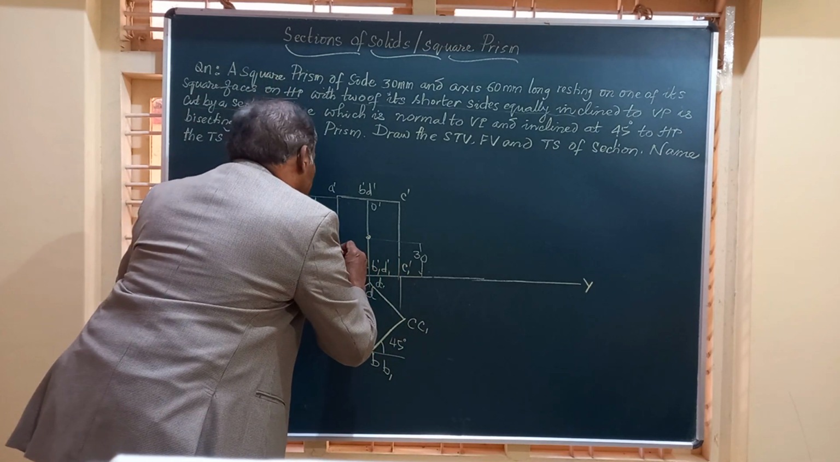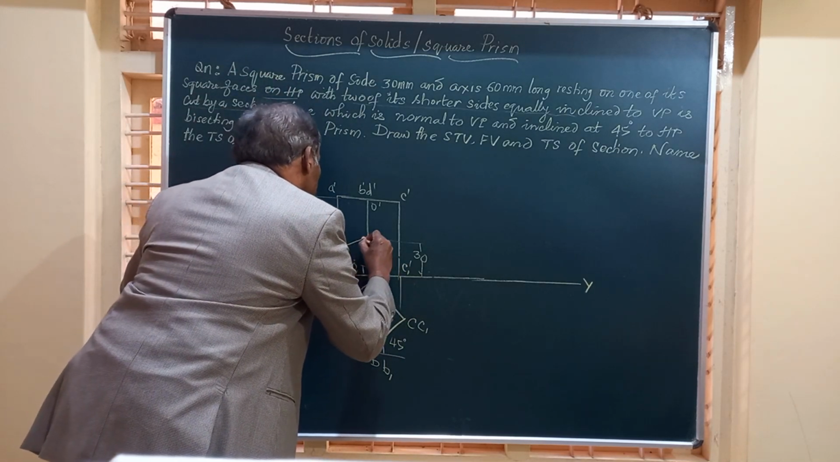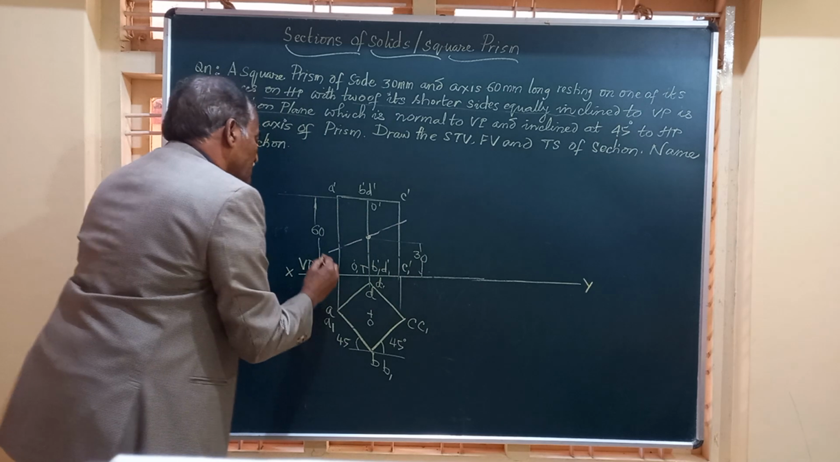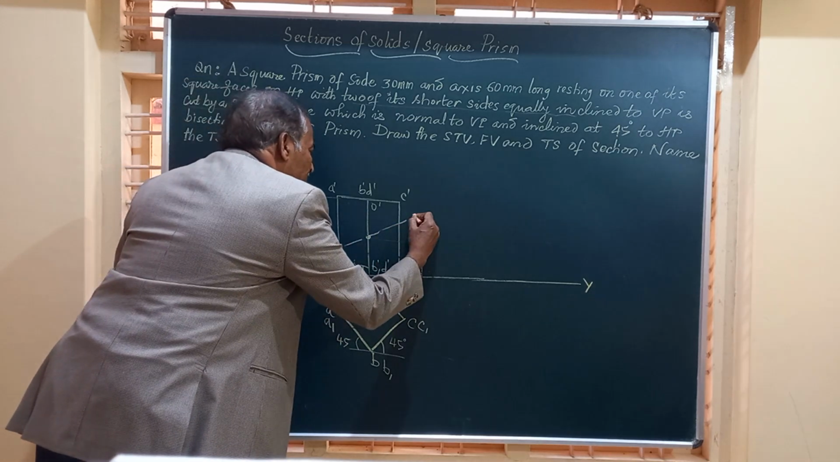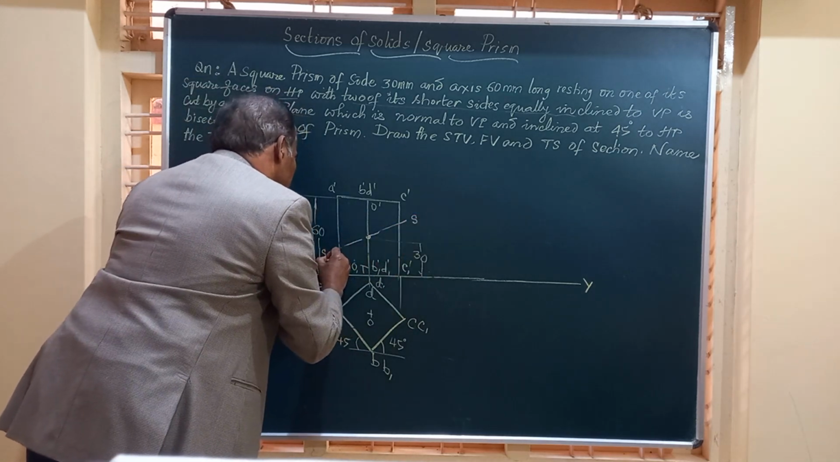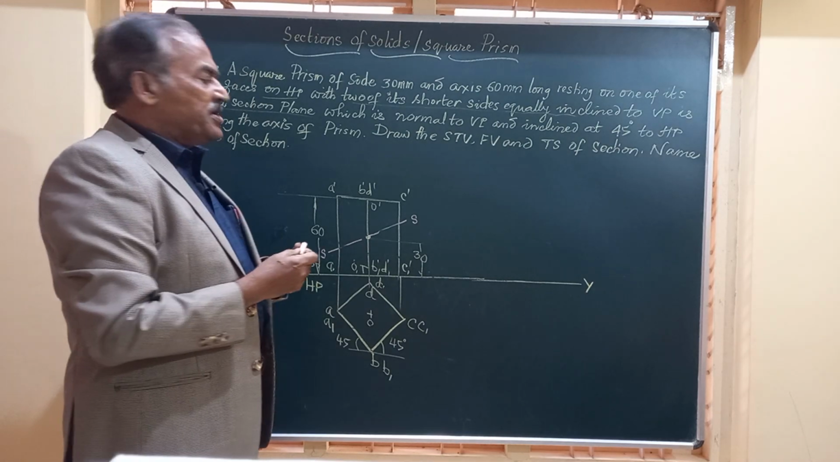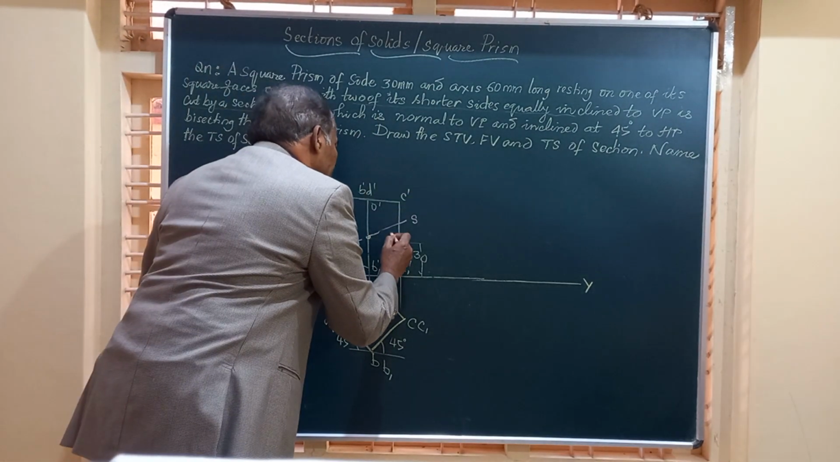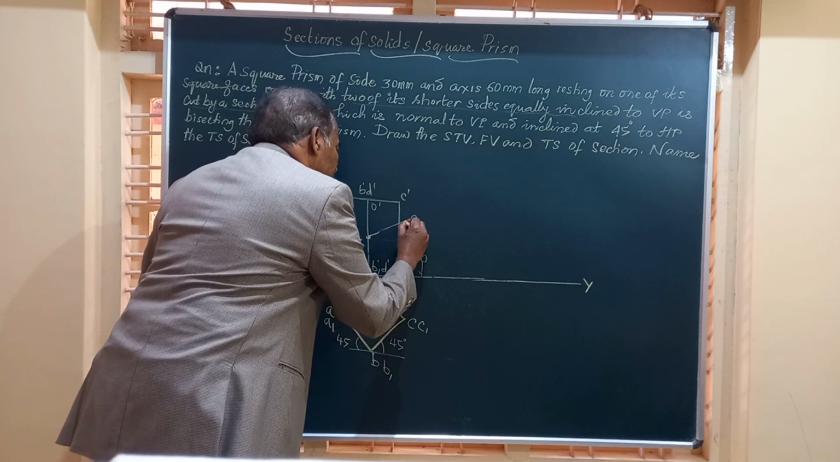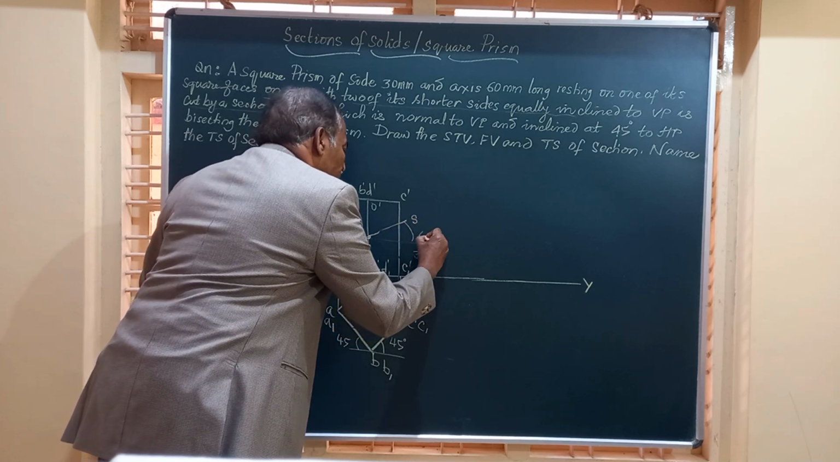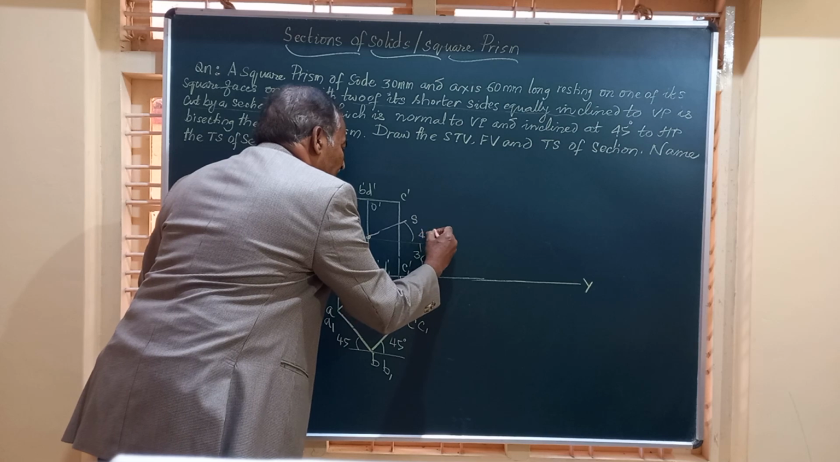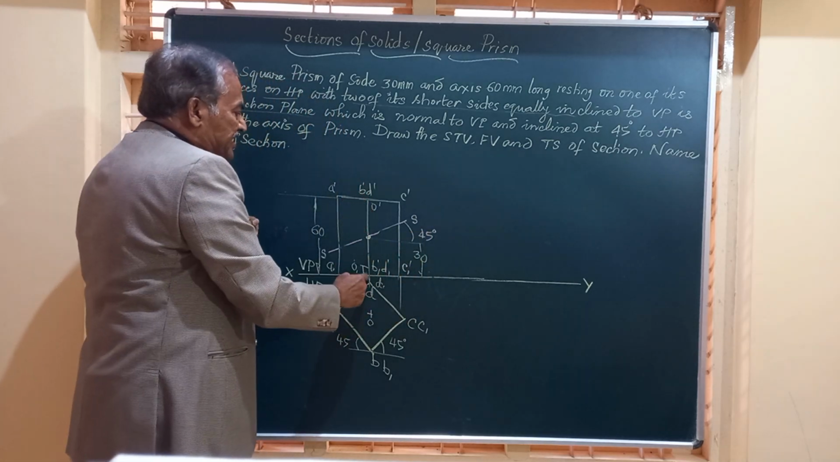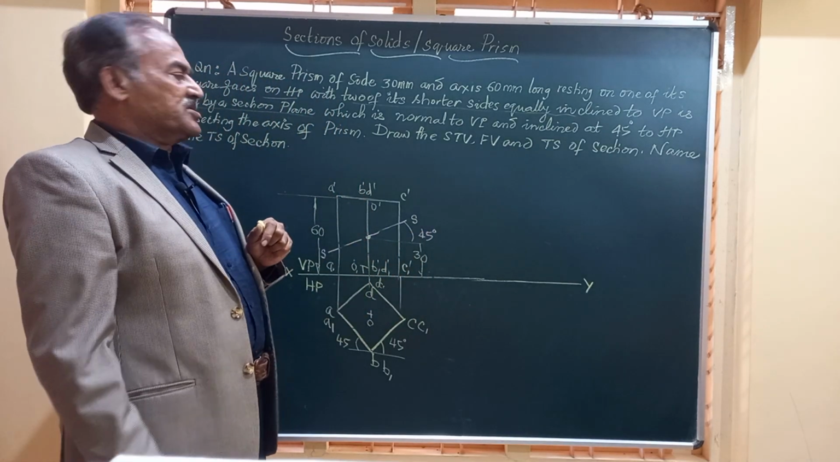Say I will just write a line here. Suppose this is the section plane. I mark it as SS. SS is the section plane which is perpendicular to VP and is inclined at 45 degrees to HP, bisecting the axis of the solid, dividing the height into two equal parts.